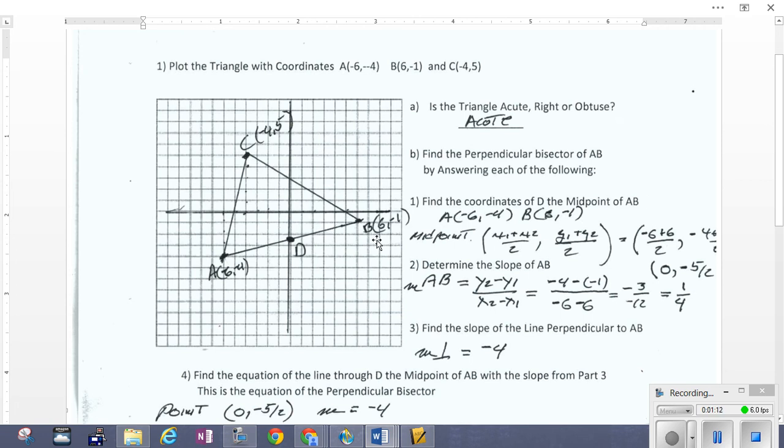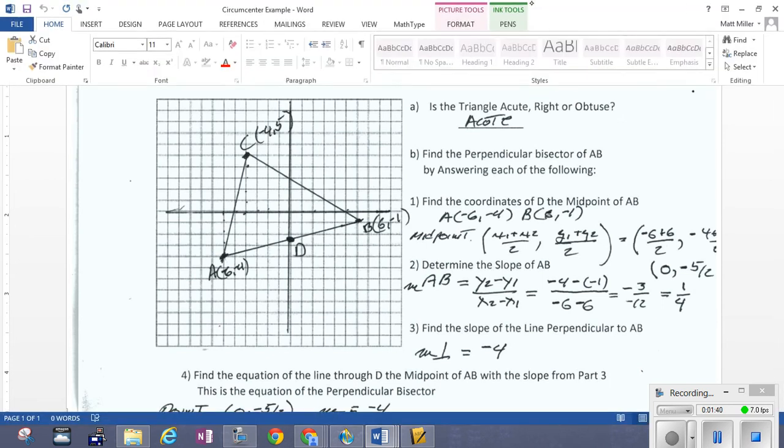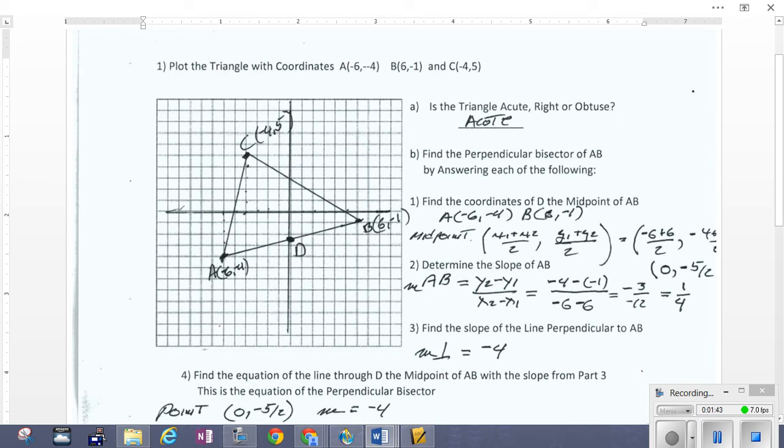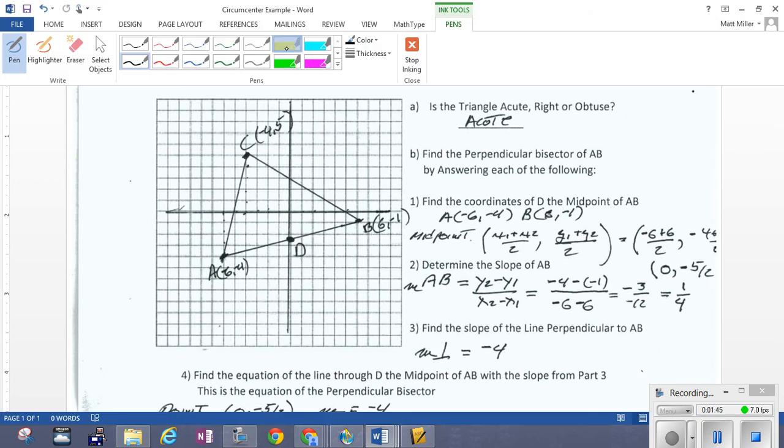So I need to find the perpendicular bisector going through AB. I need to find the perpendicular bisector going through AC, and I need to find their point of intersection. So we've been down that road. We've done perpendicular bisectors. It's just time to look at that again, okay? So here we go. I'll just highlight this a little bit for you as we move along, using my pen or the highlighter if I need to, okay?